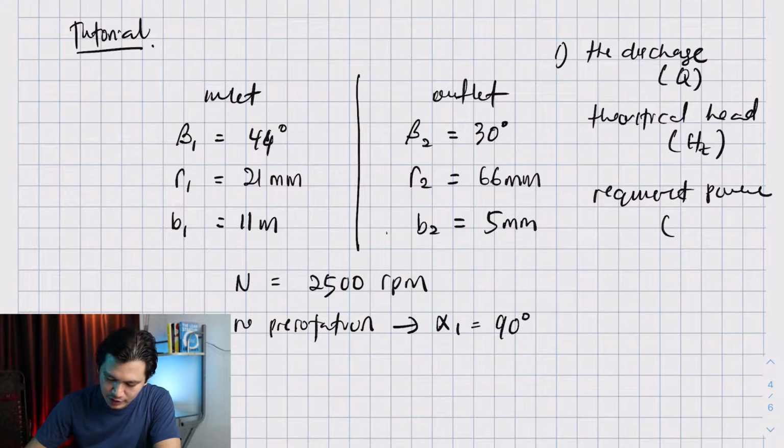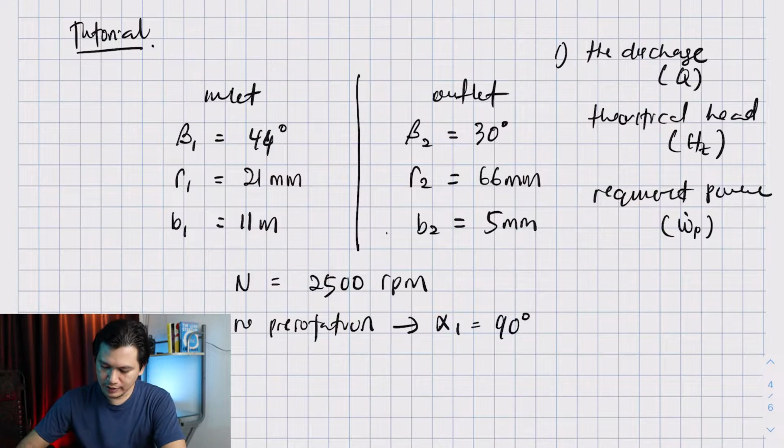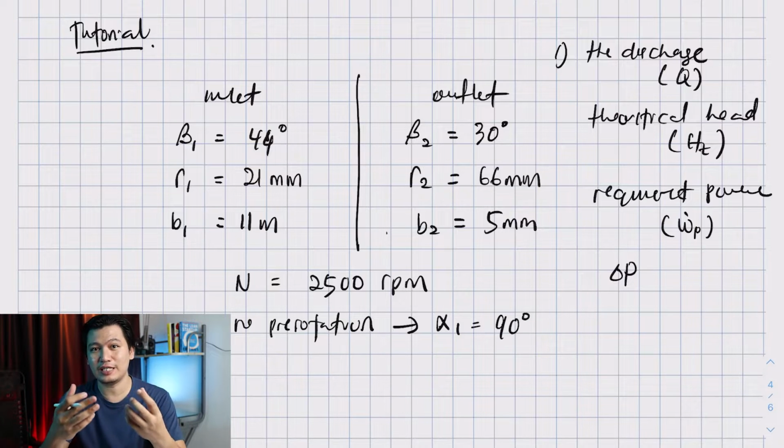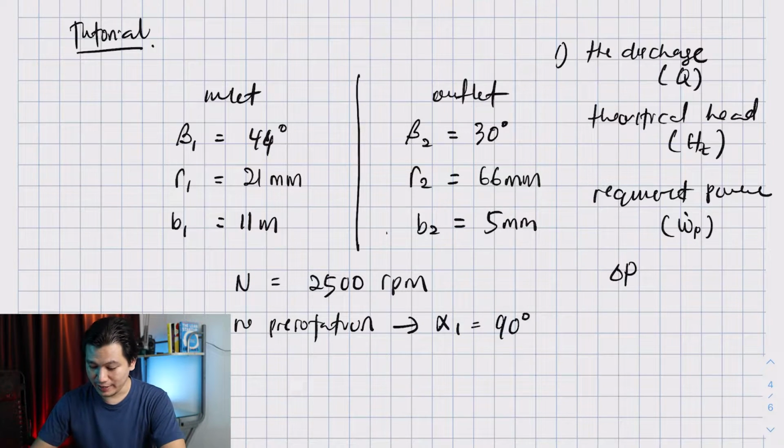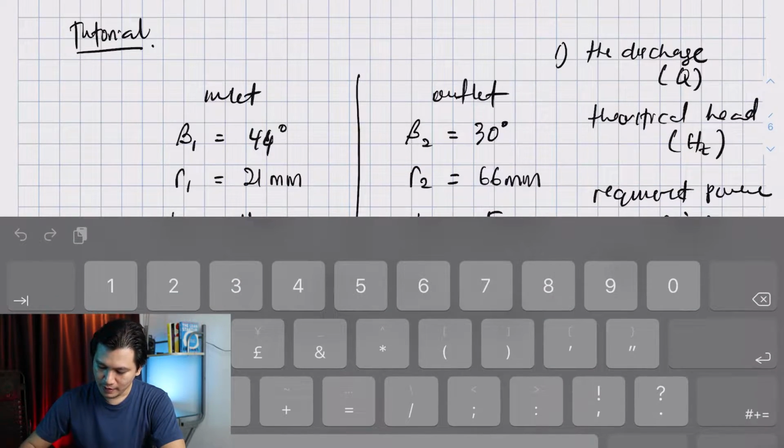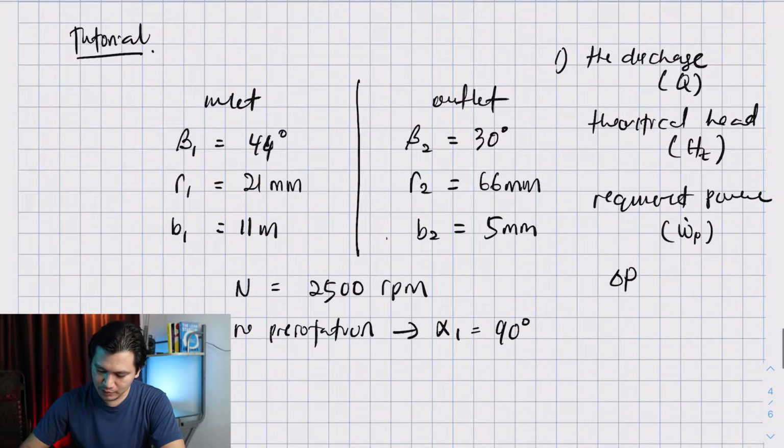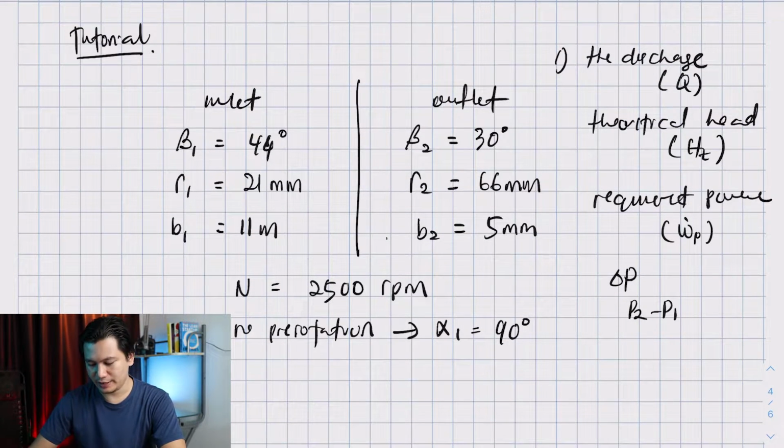and required power is W dot P, and next it's looking for the delta P or pressure rise across the impeller. Okay, and we know that this is P2 minus P1, and well, we're gonna solve this using the Bernoulli equation or energy equation later.